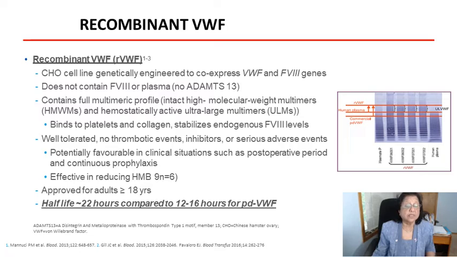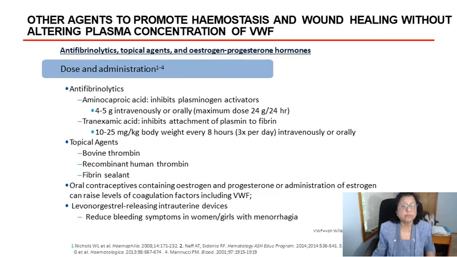And the interesting thing is it can be used in clinical situations such as the postoperative period for continuous prophylaxis. In the USA, it is approved for adults over 18 years of age. Moreover, it has a half-life of 22 hours compared to 12 to 16 hours for plasma-derived von Willebrand factor. So there are other agents such as antifibrinolytics, especially aminocaproic acid and tranexamic acid.